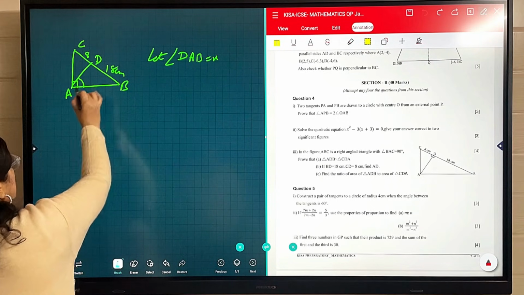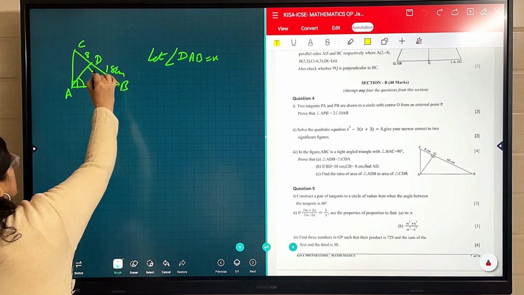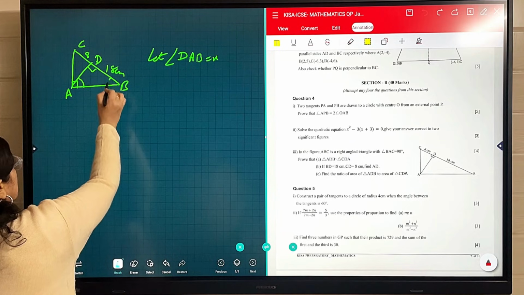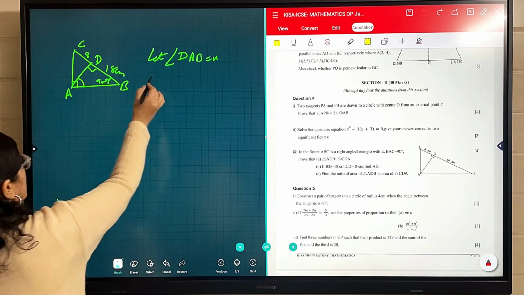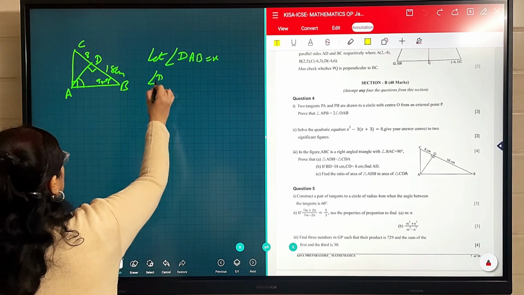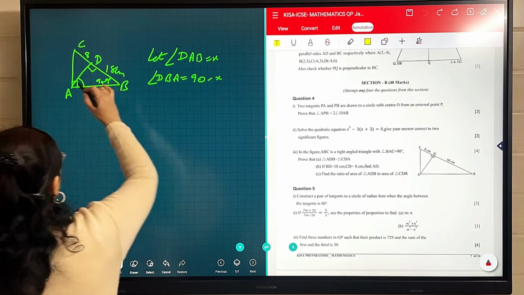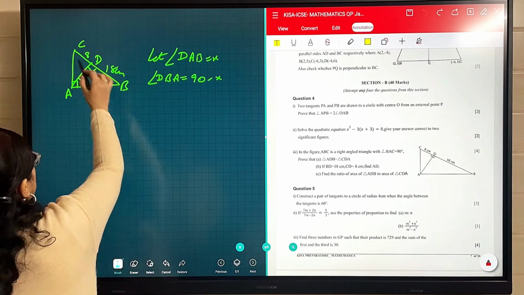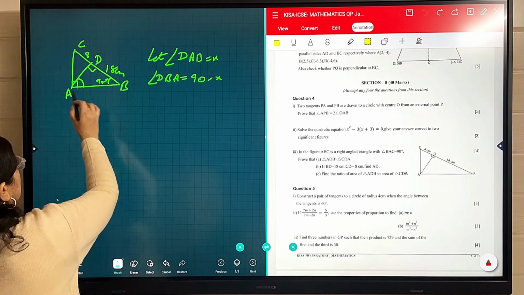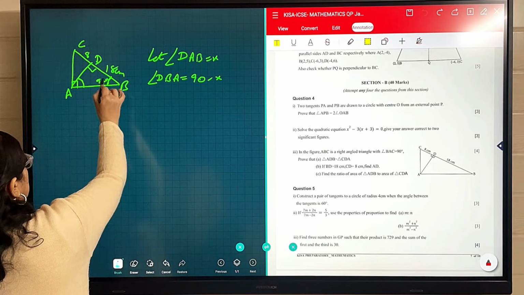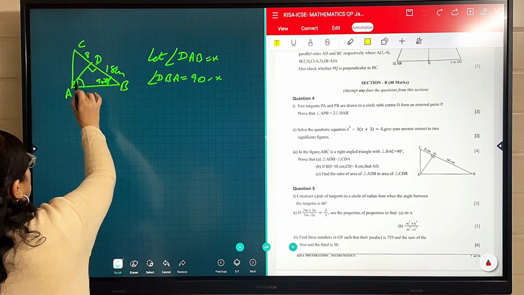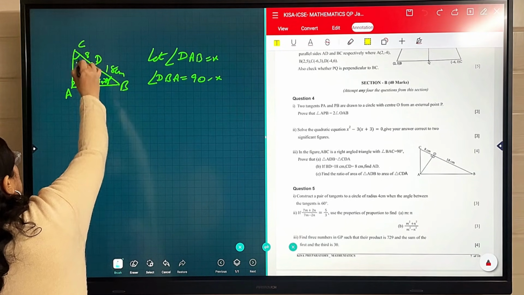So if DAB is X, and it is given in the question that the angle is 90 degrees, then the other angle is 90 minus X. So angle DBA is 90 minus X. Considering the upper triangle ADC also, if this is X, this is 90 minus X, and in the complete triangle the whole is 90, then it means it is also X.